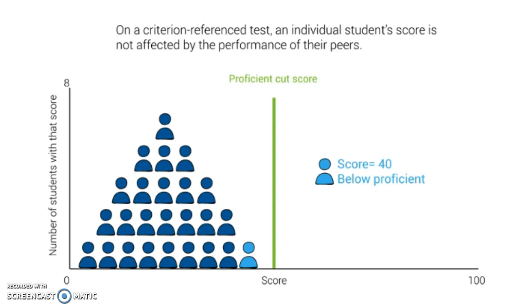Okay, so this says on a criterion reference test, an individual student's score is not affected by the performance of their peers. Meaning, even if the whole class does bad, that's showing that they're all not proficient in the same topic area. It's not comparing a specific set of students.